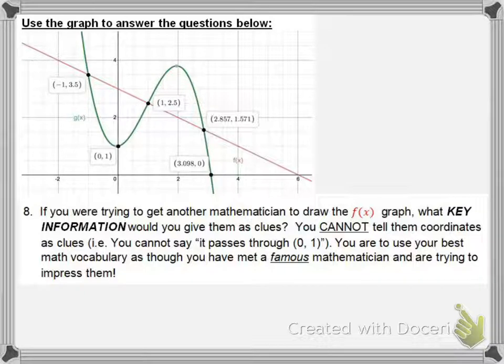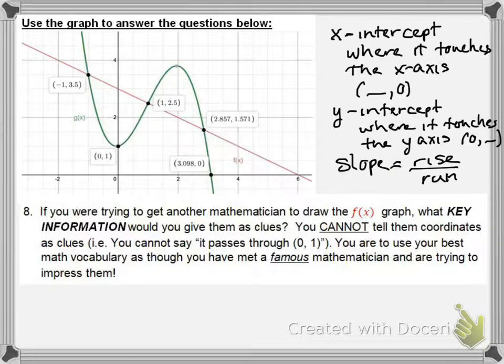You might talk about its intercepts. You might talk about its x-intercept. Where does it touch the x-axis? In this case, you might say it has an x-intercept at 6. They specifically said you can't tell me coordinates. So instead of just saying it has the point (6, 0), I would have to say it has an x-intercept at 6. It has a y-intercept at 3.